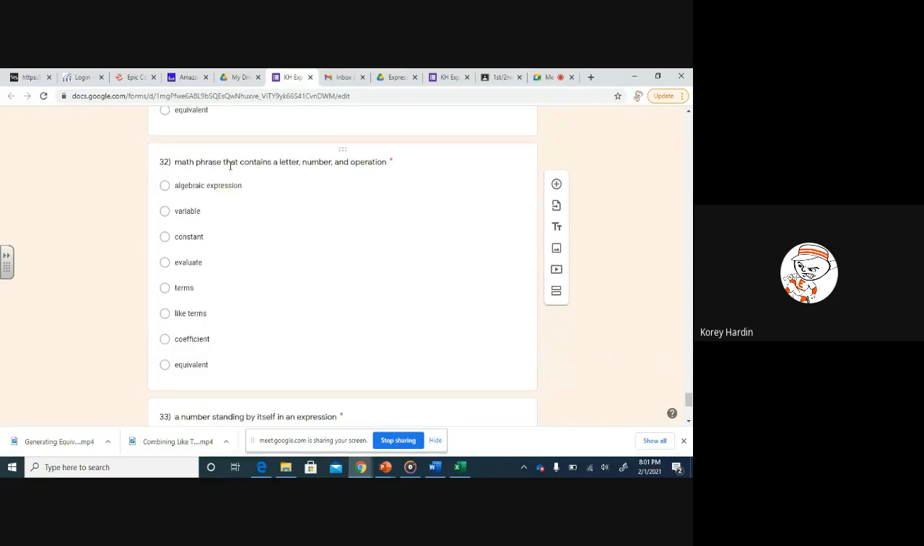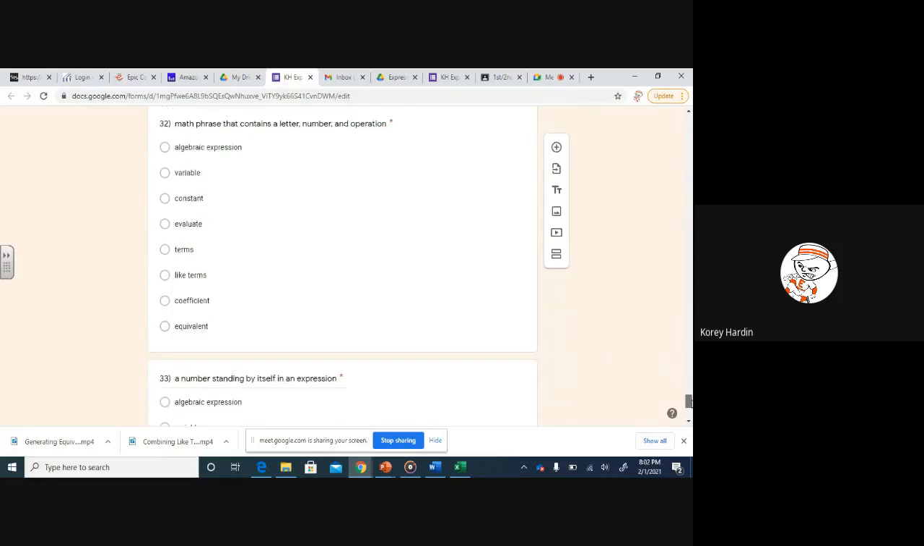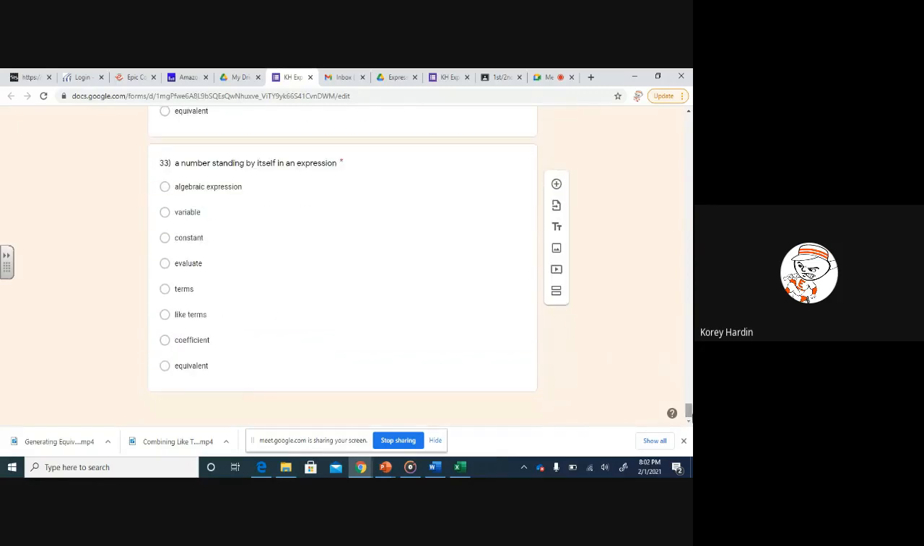32, a math phrase that contains a letter, number, and operation. Is that an algebraic expression, a variable, a constant, evaluate, terms, like terms, coefficient, or equivalent? And last one, 33, a number standing by itself in an expression. Is that an algebraic expression, a variable, a constant, evaluate, terms, like terms, coefficient, or equivalent?